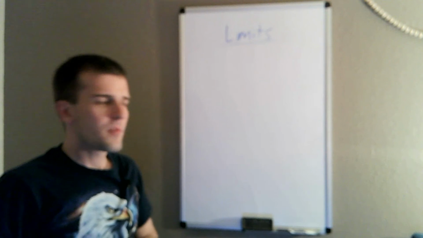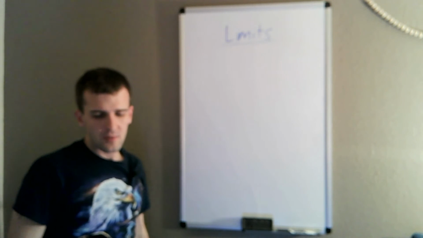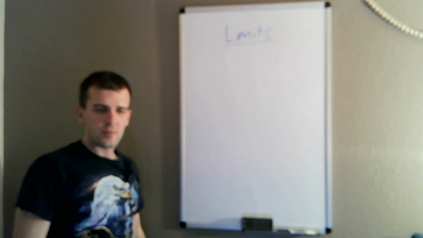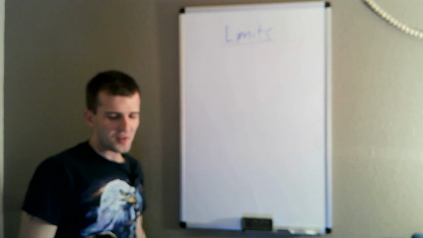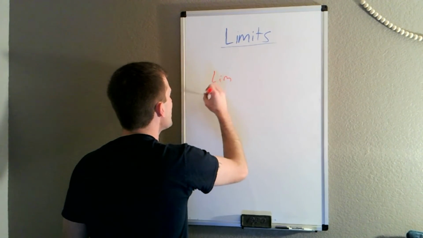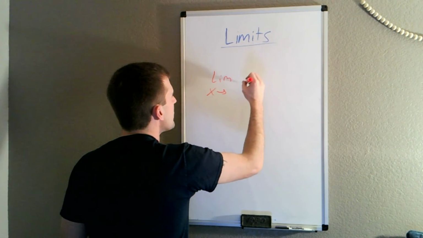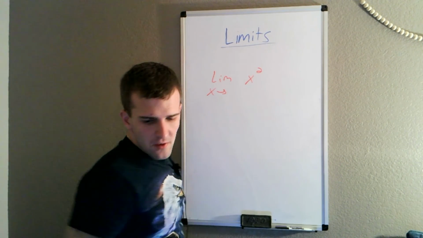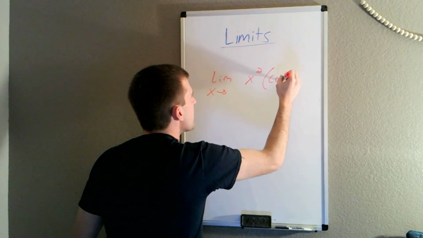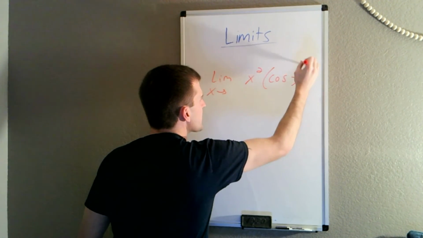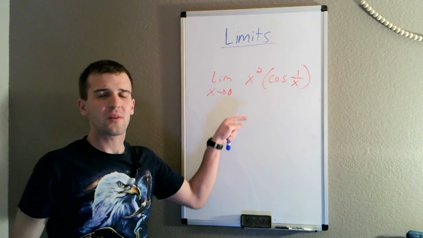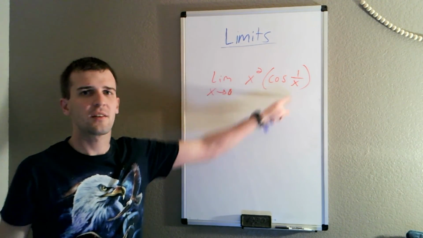So now we're going to talk about something called the Squeeze Theorem. This doesn't come up very often, but it is a tool to help you solve a limit when it doesn't seem like it's easily solvable. So the example that I have is the limit as x approaches 0 of x squared times cosine of 1 over x. Sorry, the limit as x approaches 0 of x squared times the cosine of 1 over x.